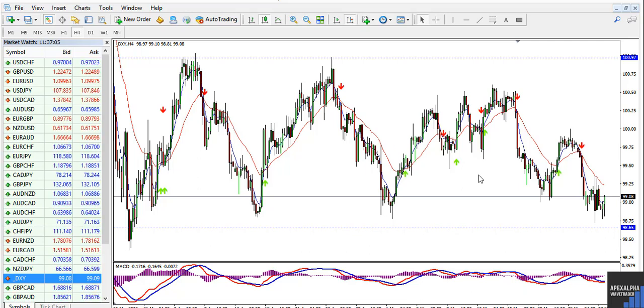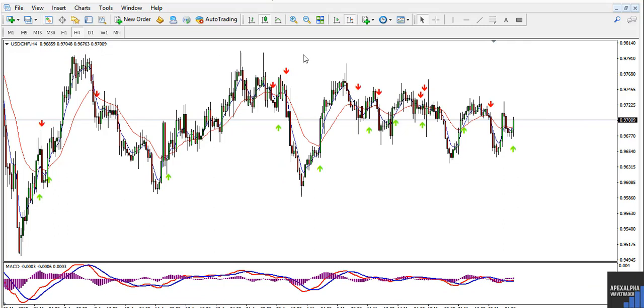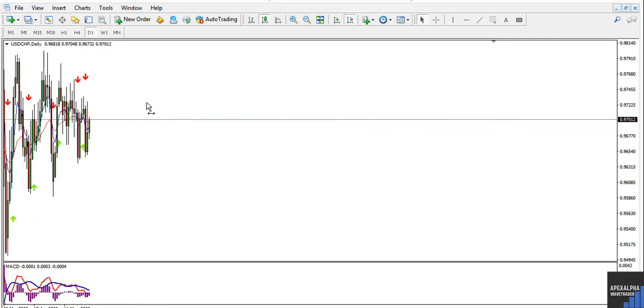But by analyzing the dollar index like this, you have a very good idea of what the majors are doing. So let's quickly look at the USD CHF now. And because we've already analyzed the dollar, I'm not going to look at the USD CHF from the monthly again. I'll just look at it from the weekly time frame.